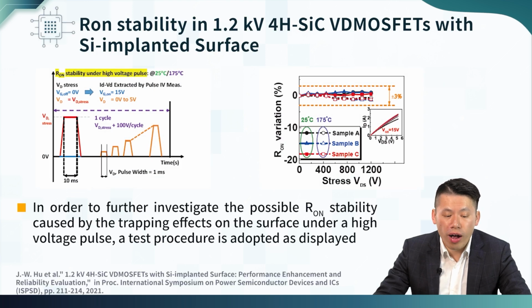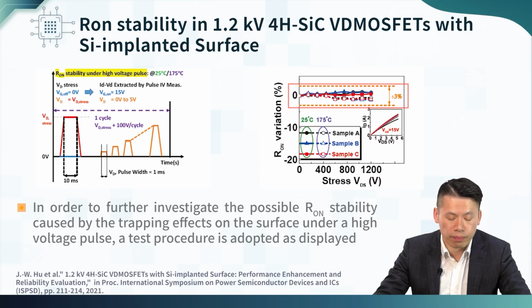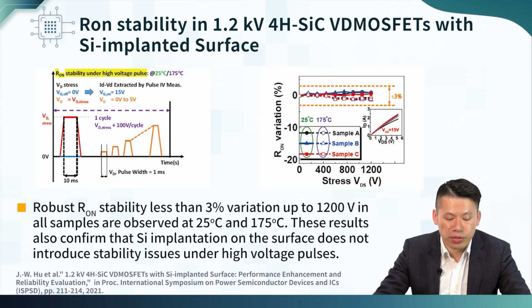Furthermore, understanding the Ion stability is also a critical concern for the silicon carbide MOSFET. In this work, a high voltage pulse is used in order to understand Ion stability in the silicon carbide MOSFET. Fortunately, you can see the Ion stability is relatively good, with less than 3% shift. So robust Ion stability, less than 3% up to 1200 volt in all samples, is observed at 25 and 175 degrees Celsius. This confirms that this sample, with a very special silicon implantation on the surface, does not introduce any stability issue under the high voltage pulse.